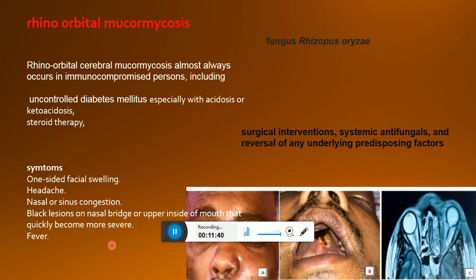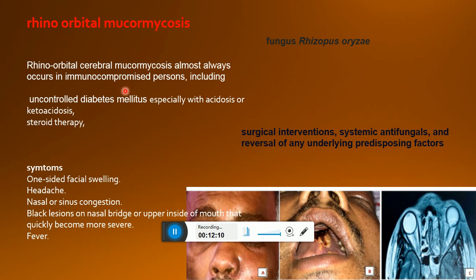The last topic is rhino-orbital mucormycosis. It is a rare, aggressive and often fatal infection caused by fungi of the family Mucoraceae, and the fungus Rhizopus. The fungus typically affects patients with diabetic ketoacidosis, who are immunocompromised. Immunosuppression is common, and it is extremely rare in the immunocompetent.